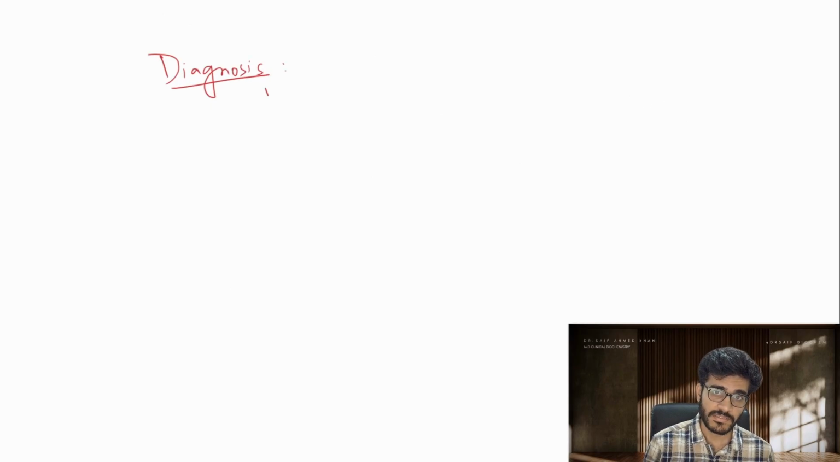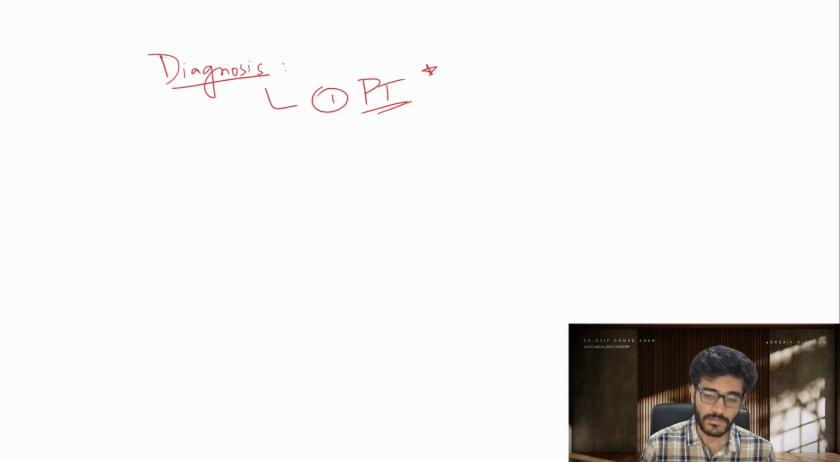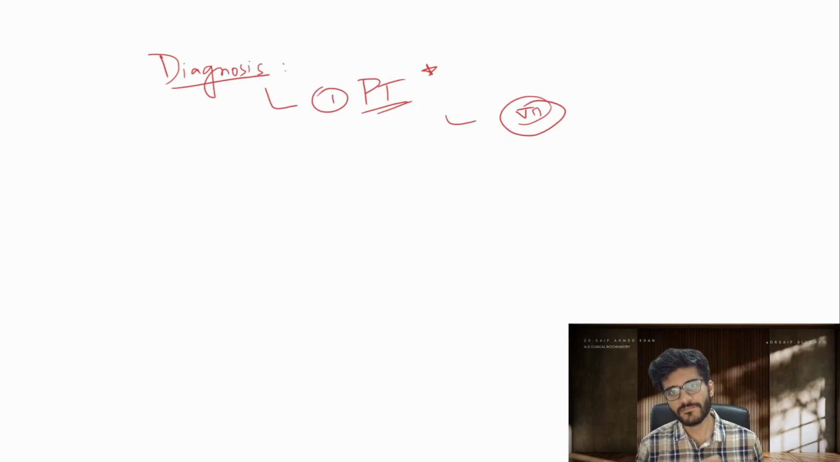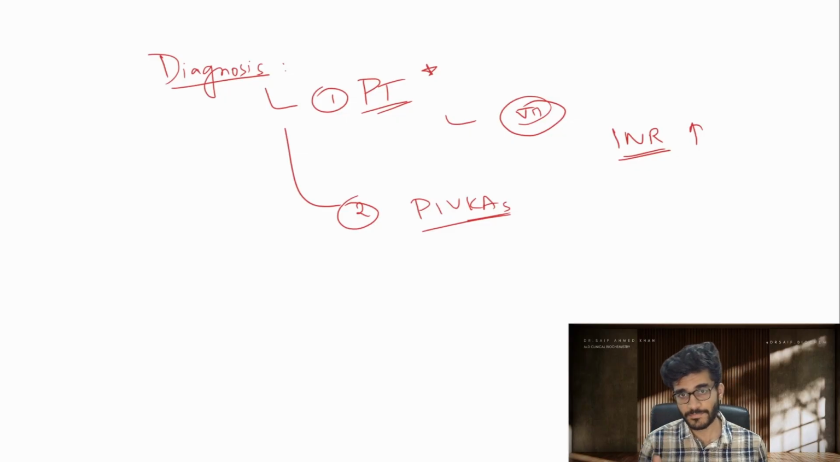So the diagnosis is number one by something called PT, or prolonged prothrombin time. This is the most sensitive test for vitamin K, as factor 7 has the shortest half-life and it is the first to be affected. Then the second one is the measurement of PIVKAs. So what were PIVKAs? If you remember, they were proteins induced by vitamin K absence or antagonism. These are under-carboxylated clotting factors. So these are also being measured nowadays.